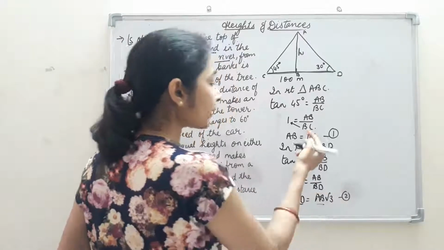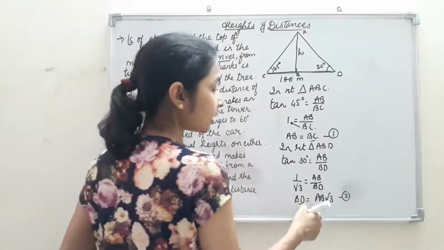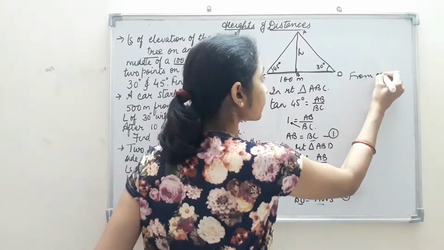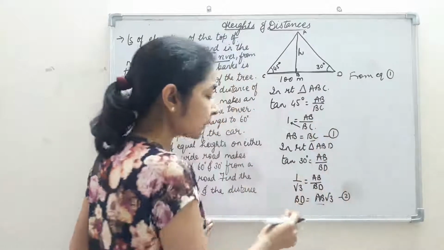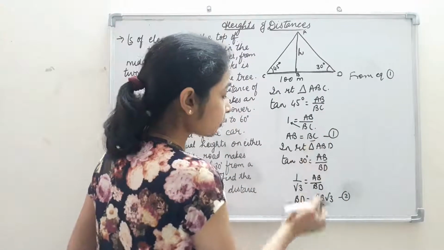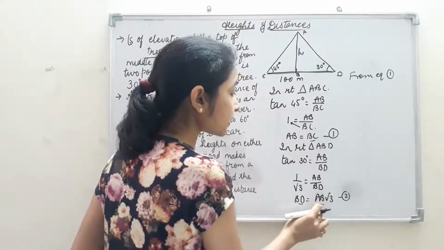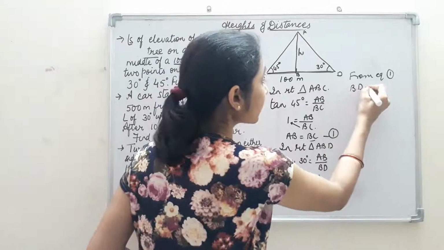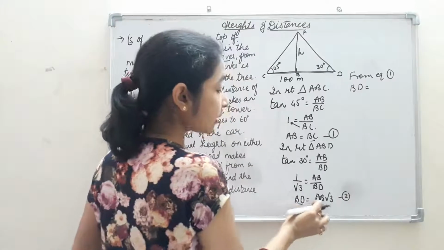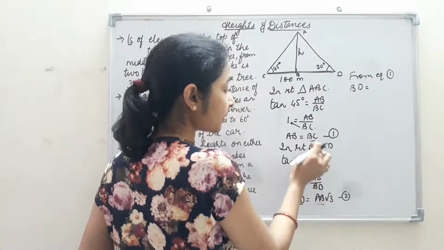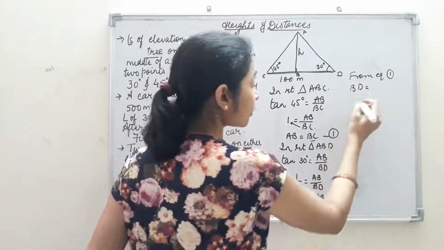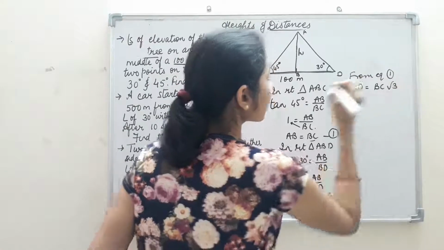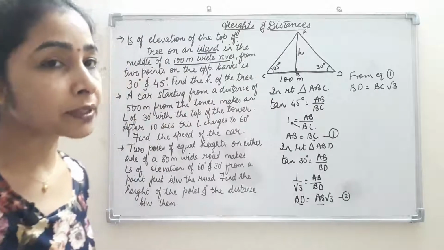So let us do that, we substitute the value of AB from equation number 1. So from equation 1, what do we get? AB is equal to BC. So I'll substitute here BC in place of AB. So BD is equal to, in place of AB, if I substitute BC, then what do I get? BC root 3. BD is equal to BC root 3.